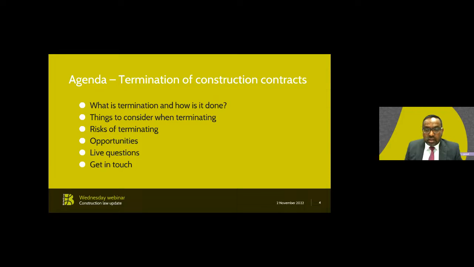So I'm going to run through what I'm going to be talking about today. I'm going to give you an overview of the right to terminate, both at common law and under the contract, and how it is done. I will also talk about the consequences of termination and provide you with some practical steps when deciding whether to terminate and how to terminate. I shall also give you an overview of the risk and effects of termination and what other opportunities may arise from termination.